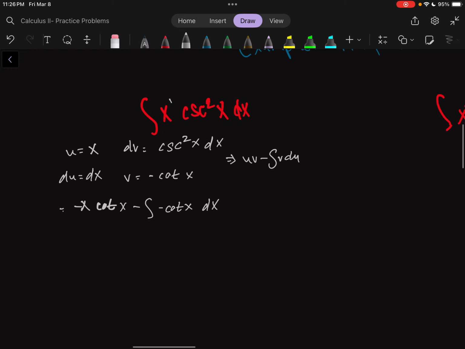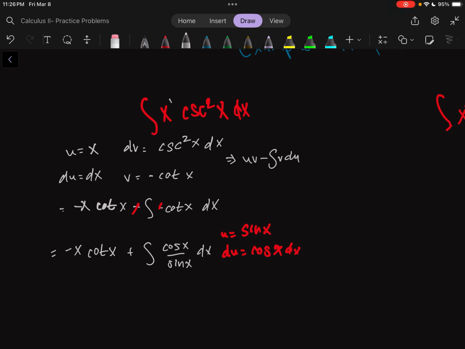So let's see, what is the integral of, well, first let's cancel out these negatives to make it positive. What's the integral of cotangent? Well, assuming you don't have that one on your formula sheet, it's a pretty easy integral. Now we have a positive integral of just cosine x over sine x. So we can do a substitution, u equal to sine x. That means du is going to be equal to cosine x dx.